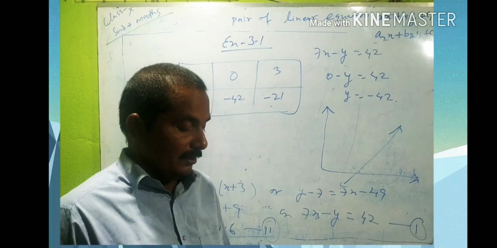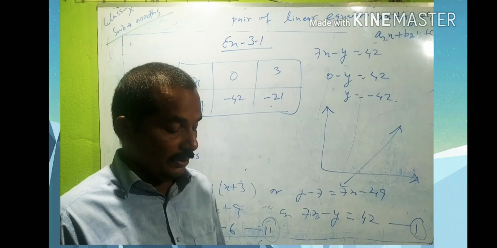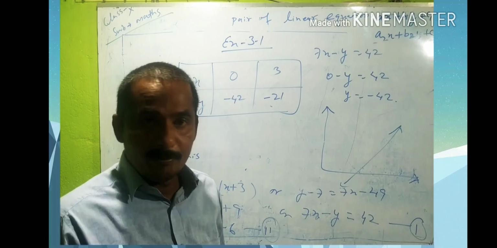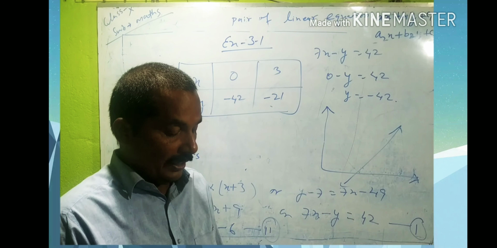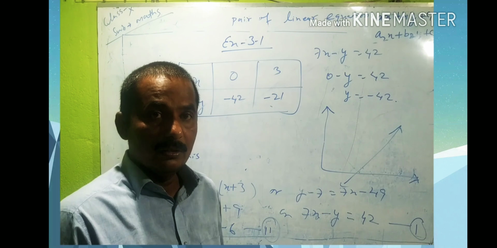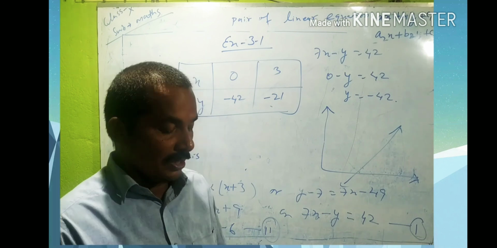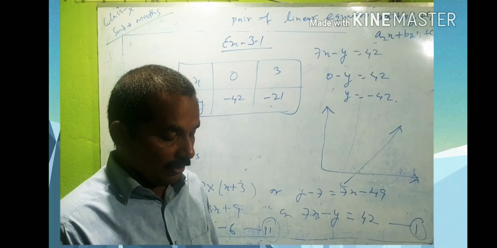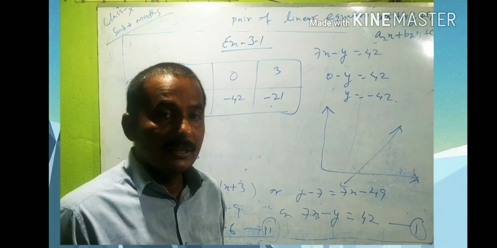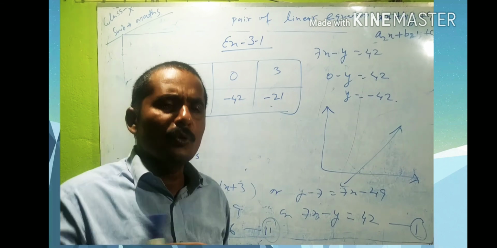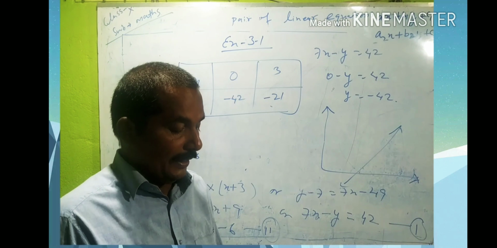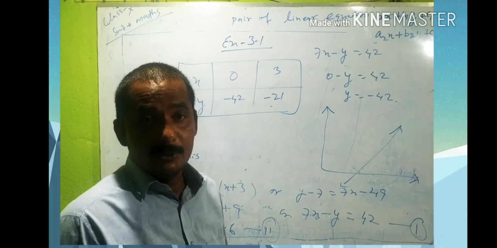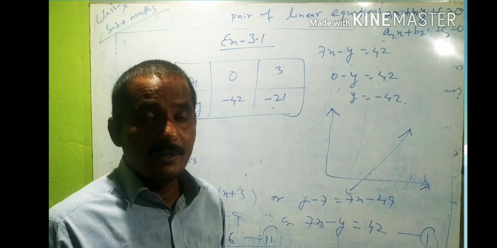If A1 by A2 is not equal to B1 by B2, that means they will intersect at a point. If all ratios are equal, as I told in the conditions, then they will coincide, meaning there will be so many values. And third, if A1 by A2 is equal to B1 by B2 but not equal to C1 by C2, then there will be no values of x and y.